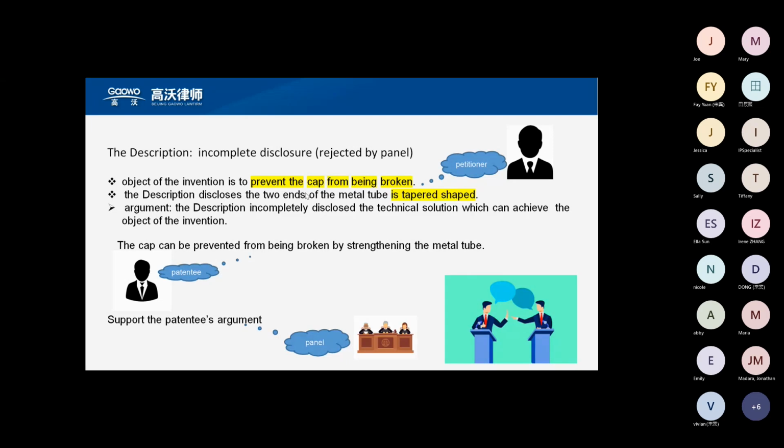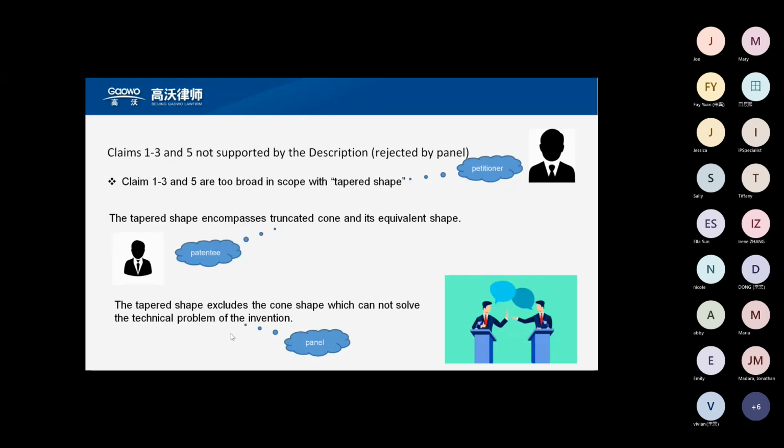The patentee thinks that if the two ends of the metal tube are strengthened, it can naturally prevent the cap from being broken. So finally, the panel supported the patentee's argument regarding this viewpoint. Okay, let's move on to the next reason.